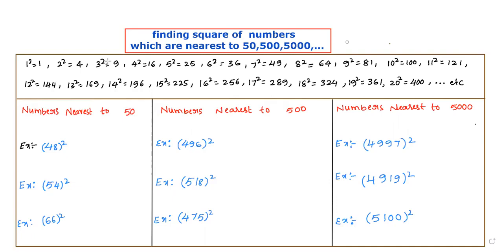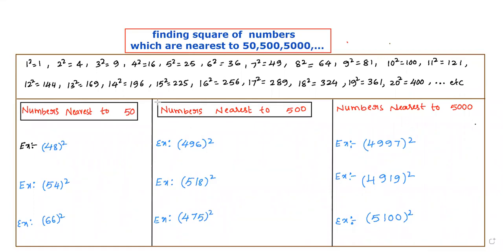So I have taken three categories. One category is numbers very near to 50. Another category is numbers near to 500, and the next is numbers near to 5,000. After watching this video, you will be able to directly solve numbers very near to 50,000 and 5 lakhs.